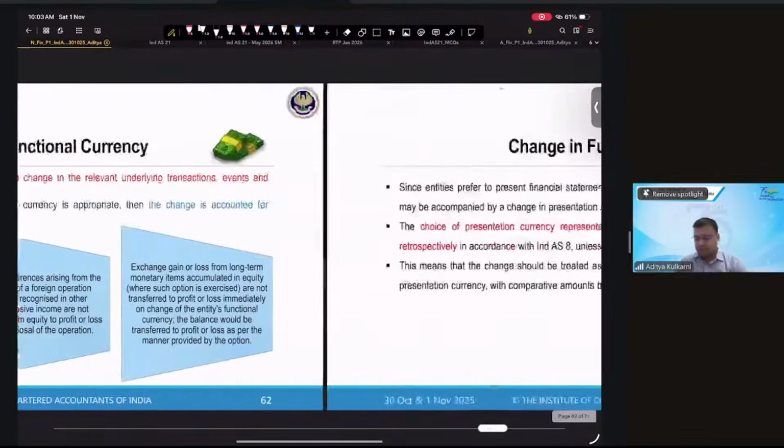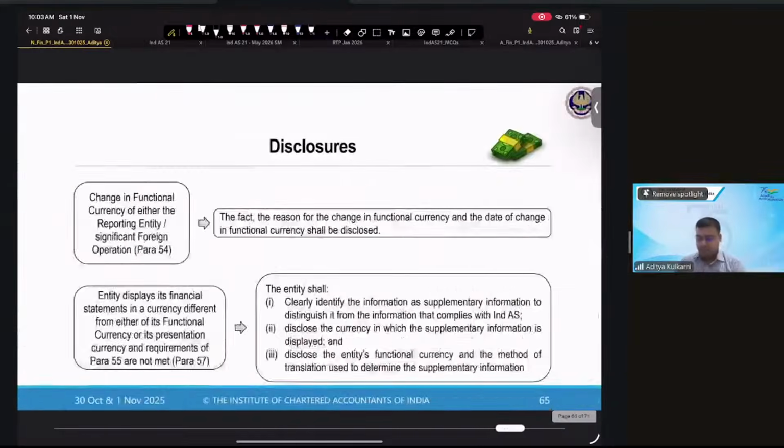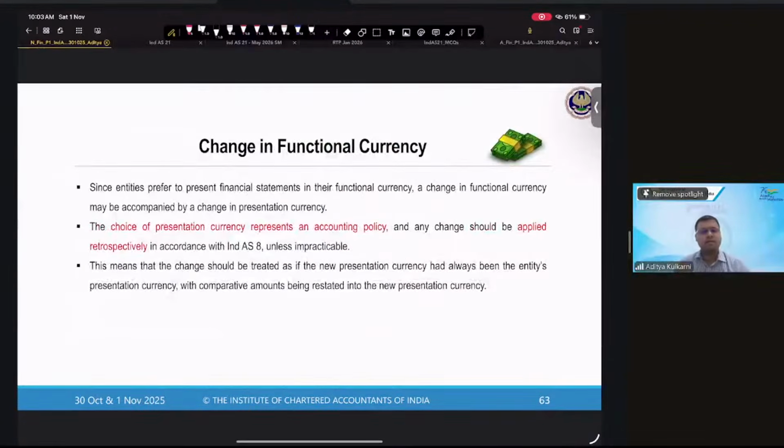Okay, next, quick points. Change in functional currency. Tell me one thing. Functional currency, is it a choice or is it mandatory? Mandatory, sir. That means what? This functional currency change will be treated as an accounting policy change. The choice of presentation currency represents an accounting policy, and any change you shall apply retrospectively.